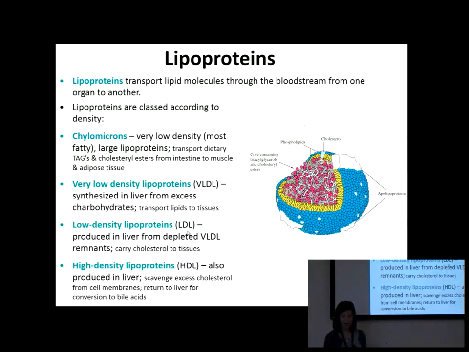So then we have our HDL and LDL. We already talked about that. We do have other ones, very low density lipoproteins and chylomicrons that you might hear. Chylomicrons transport our dietary triglycerides from intestine to muscle and fat, and very low density lipoproteins transport lipids to tissues.